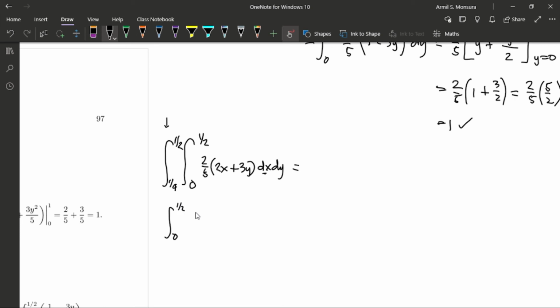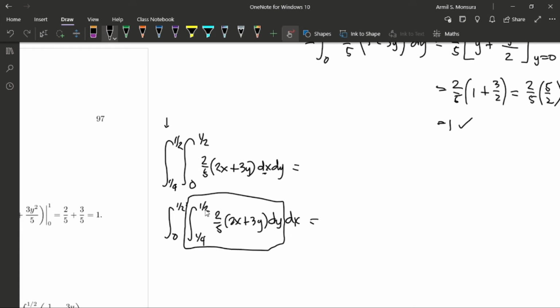0 to 1/2, 1/4 to 1/2, 2/5 of 2x plus 3y dy dx. Okay? Ito yung isa pang tamang way ng pagsusulat ng integral na yan. So that when you evaluate this, it would be intuitive for you to evaluate this integral first. Okay? At tama yung gagamitin yung limits for that.